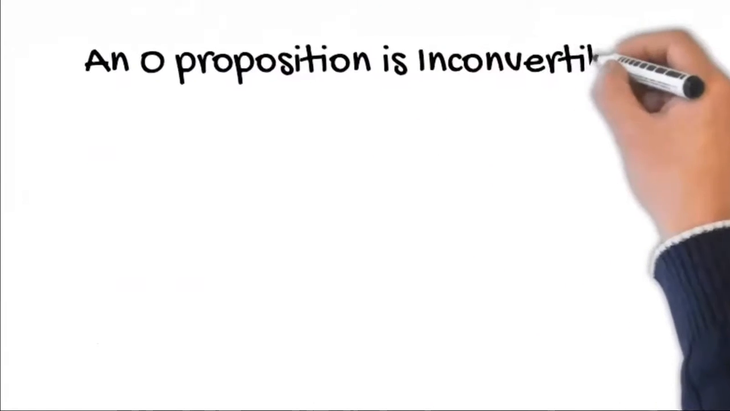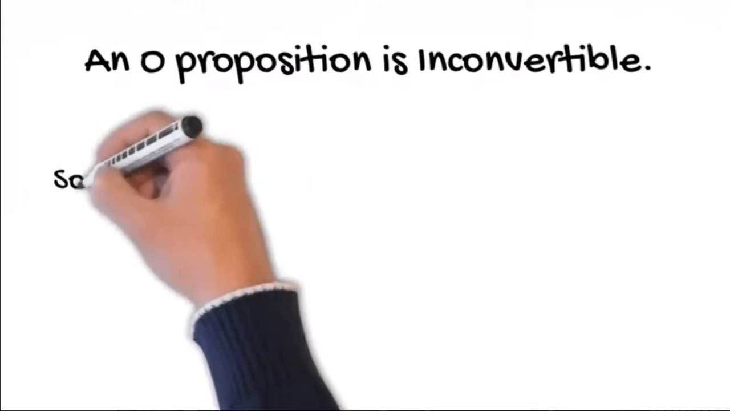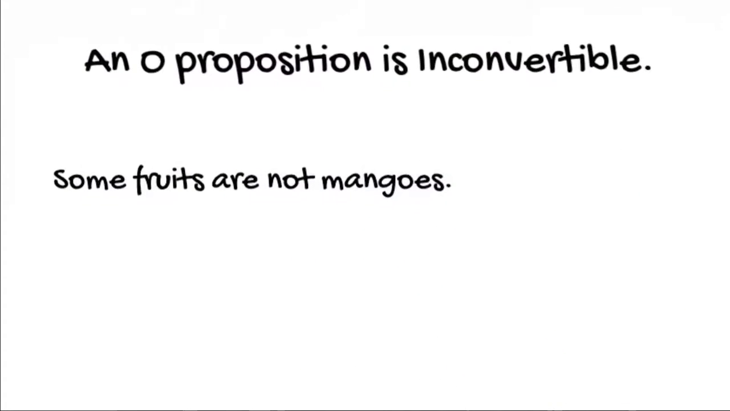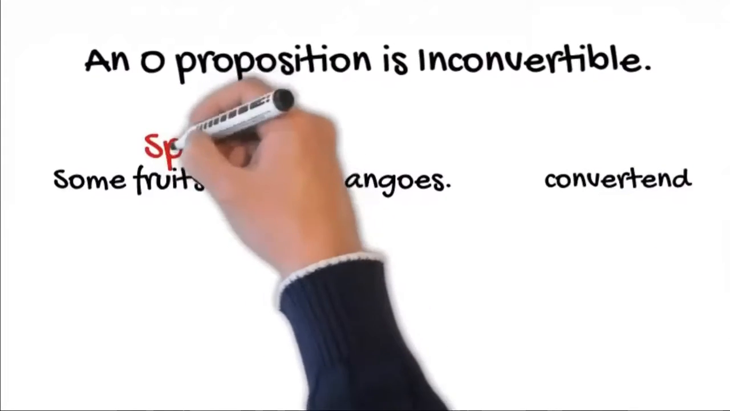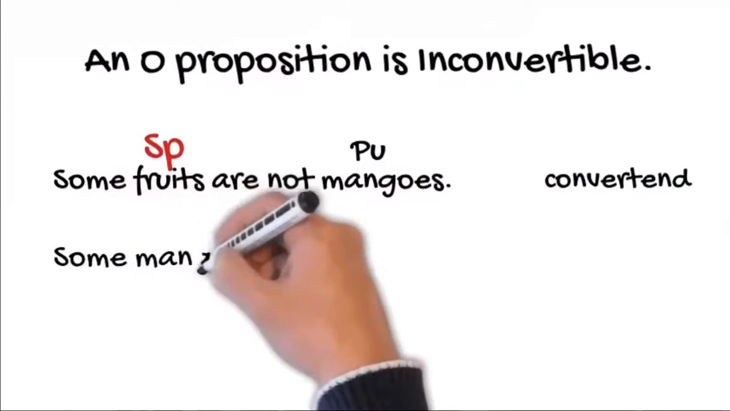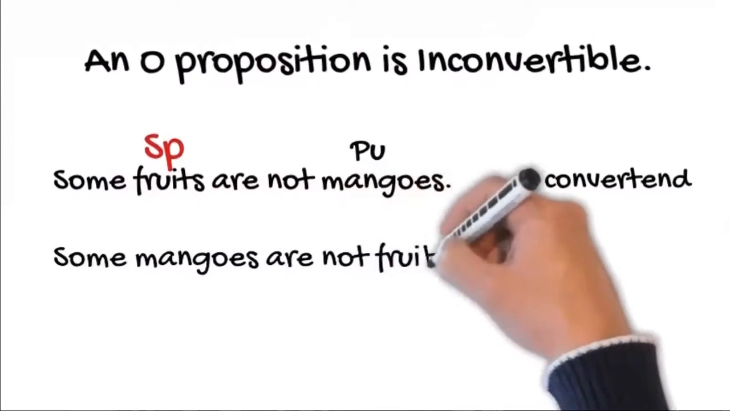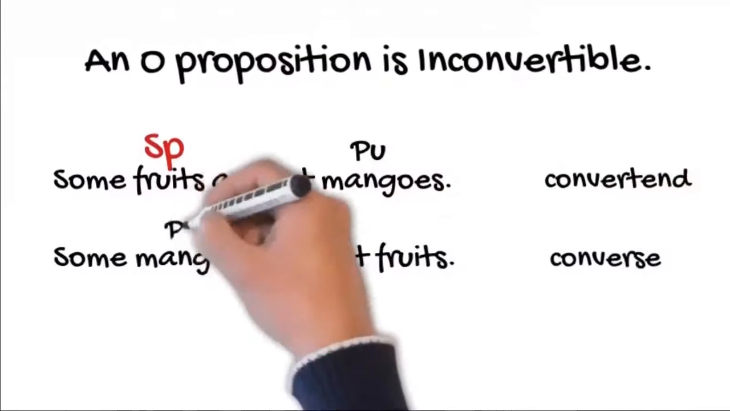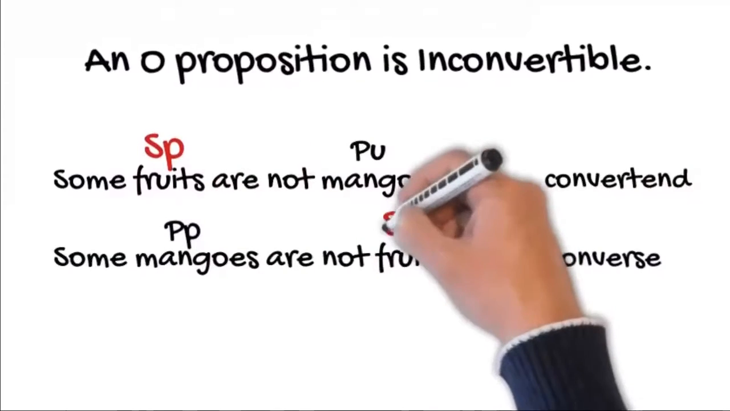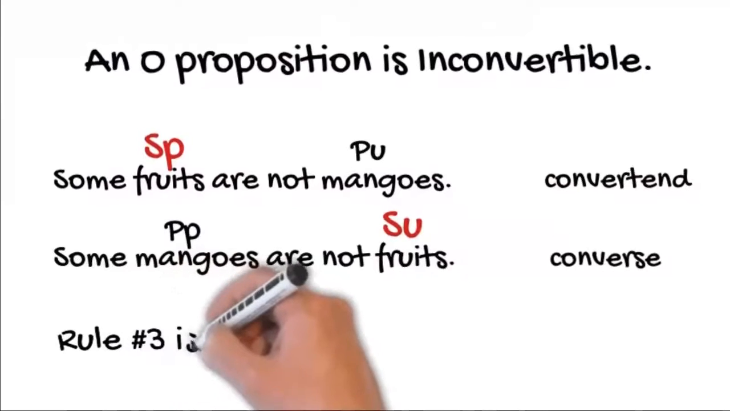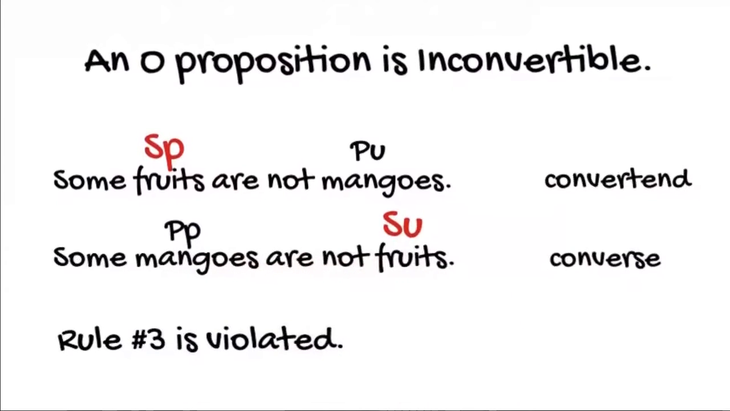An O proposition is inconvertible. To illustrate, the converted is some fruits are not mangoes. And it is wrong to say in our converse that some mangoes are not fruits. Besides, there is a violation of rule number 3. There is an overextension of the term.